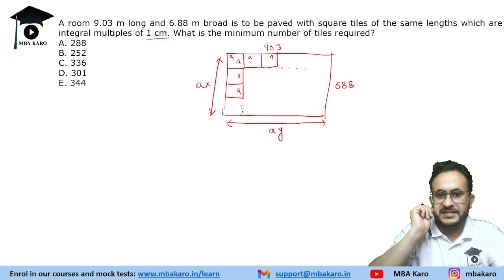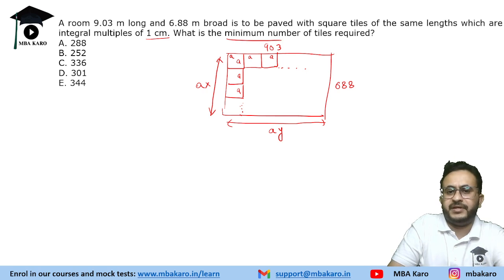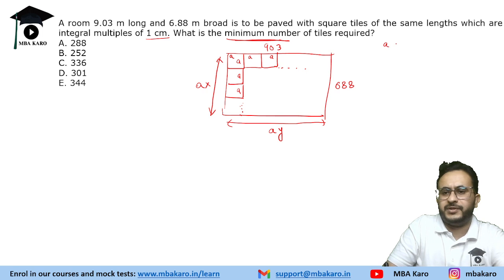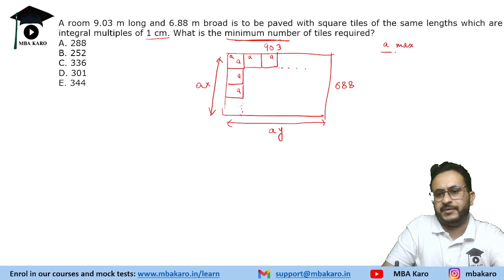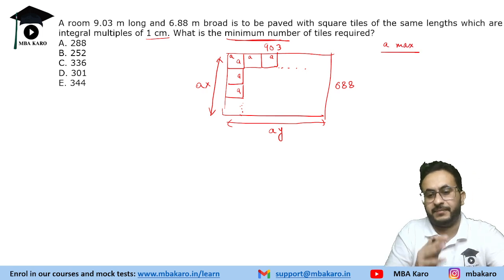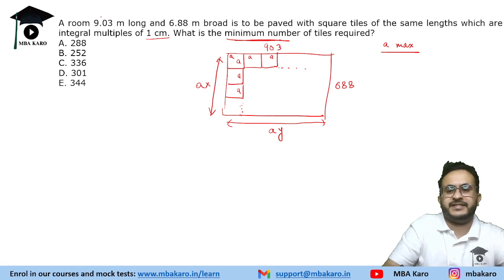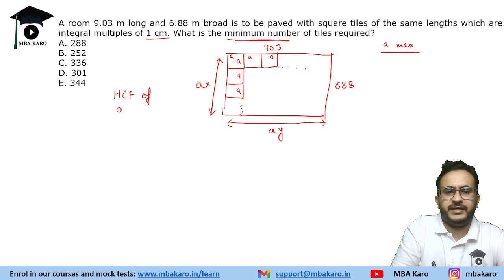Now we need to find the minimum number of tiles. When the number of tiles is minimum, a should be the maximum possible number. Now what is a? Basically we need to find the HCF. In such kind of questions, the first thing is to find the HCF of 903 and 688.